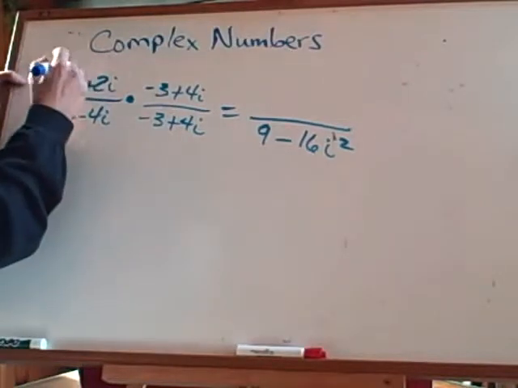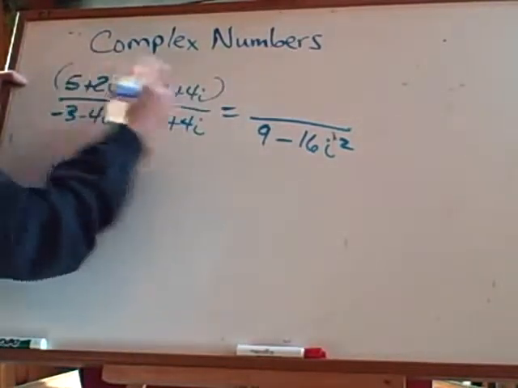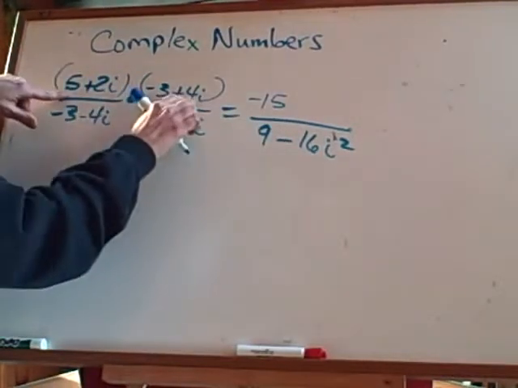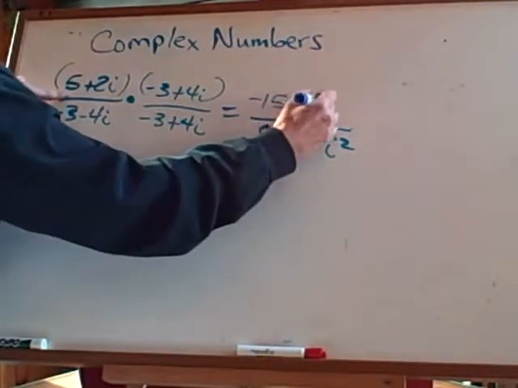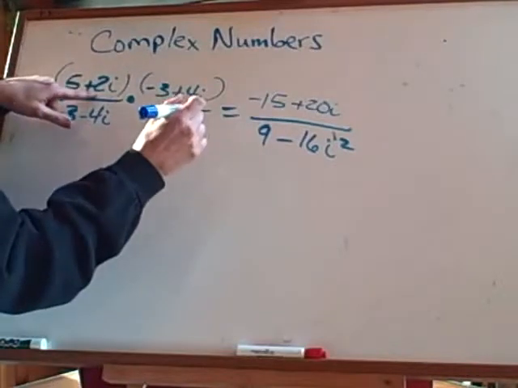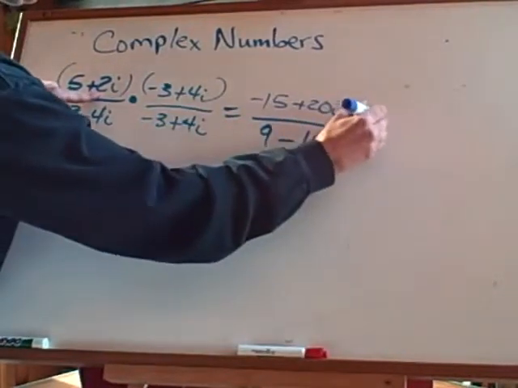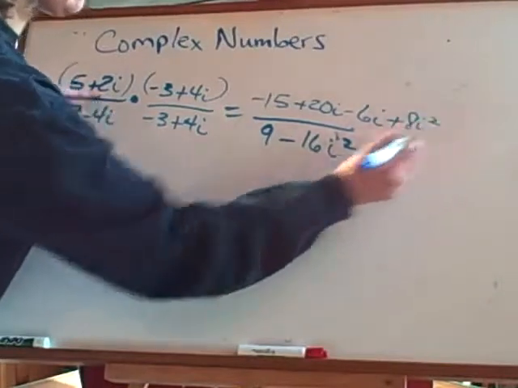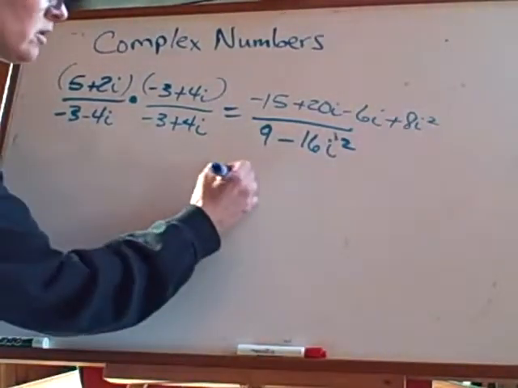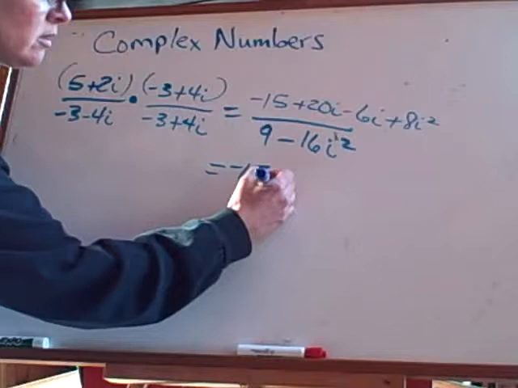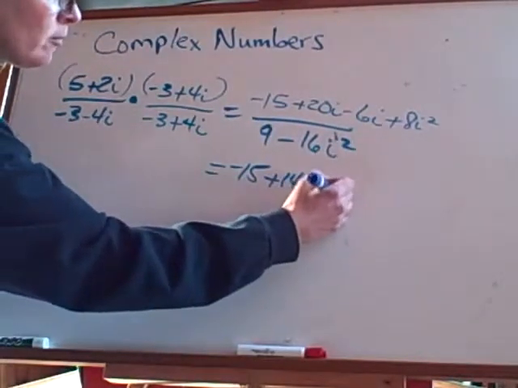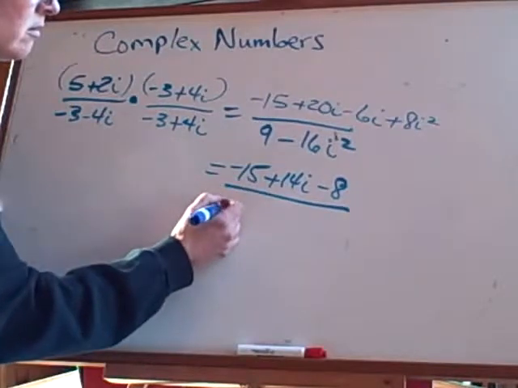I'm going to do this with distributing. So 5 times negative 3 would be negative 15. 5 times the 4i would be plus 20i. 2i times negative 3 would be negative 6i. 2i times 4i would be 8i squared. And then we'll just go down here. Negative 15. What's that going to give me? 14i minus 8.